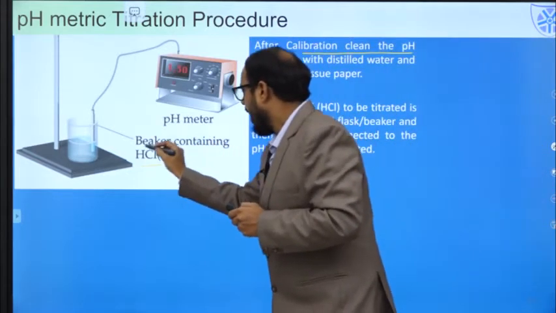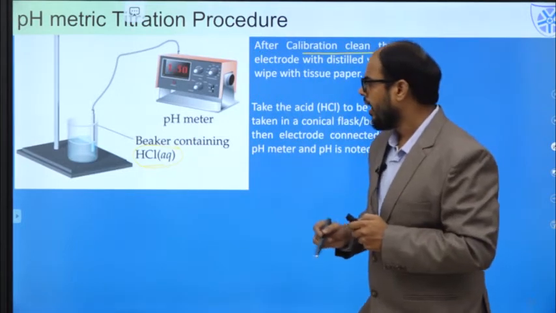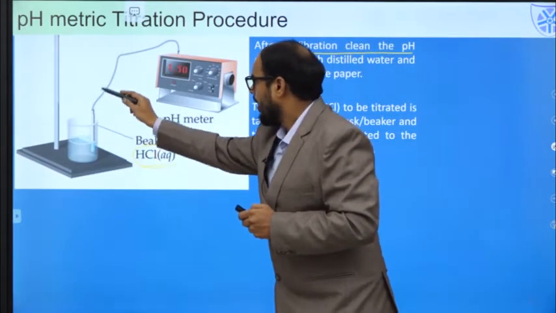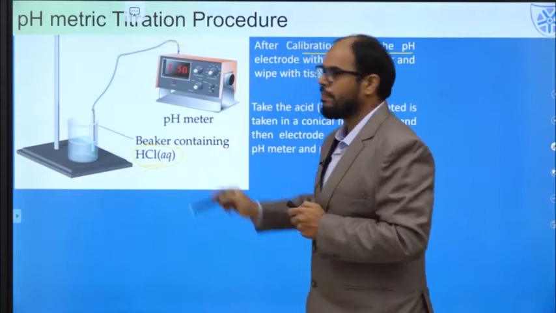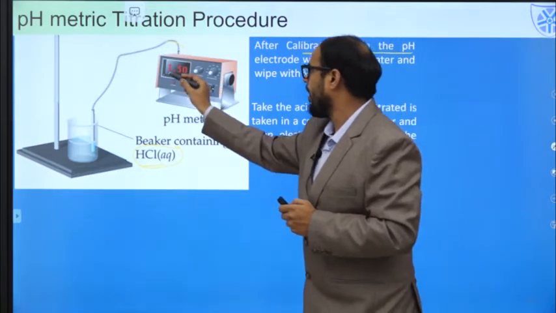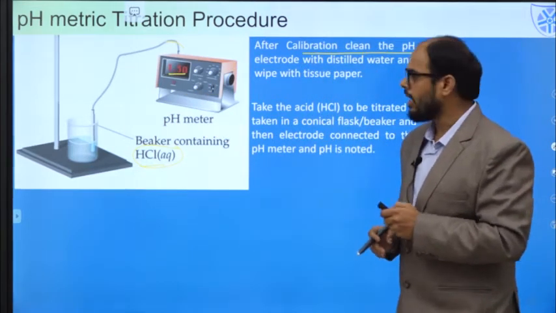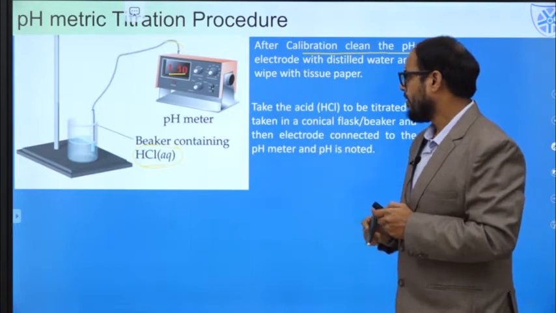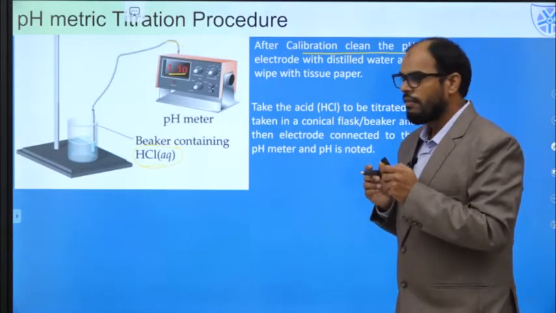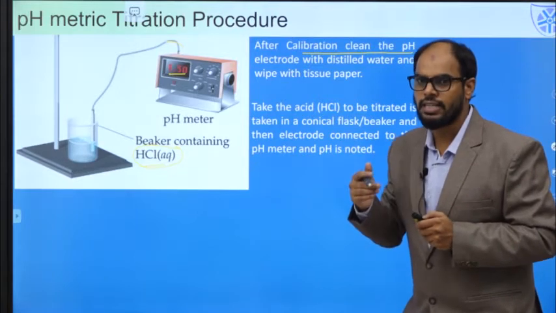And this acid can be taken in a beaker or a conical flask, and the probe is connected to the pH meter. Since it is a very strong acid, we know very clearly that a pH value of nearly 1 to 2 is obtained from the scale. This shows that this HCl is a very strong acid whose concentration has to be analyzed.